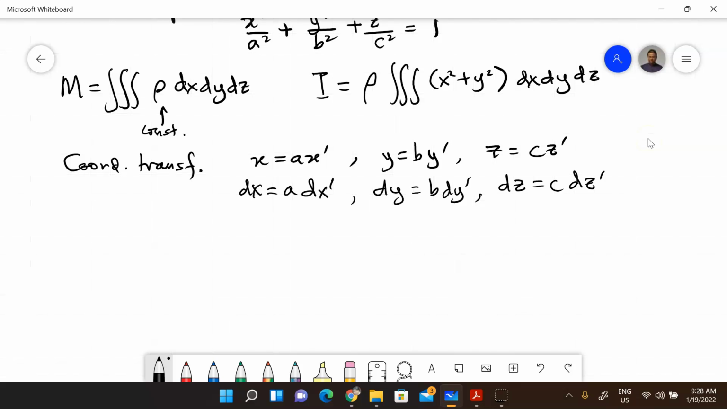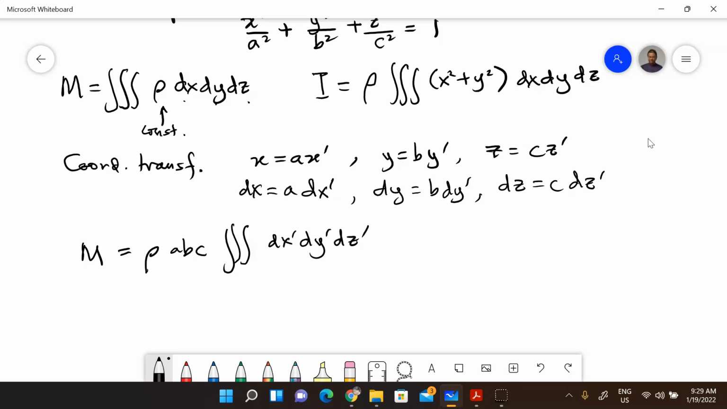So let's take the case of your mass first. Your mass will be given by, rho is constant, so we can bring it outside. And then because of the dx dy dz here, I will have the factors a, b, and c outside. And then you have the integral of dx dash dy dash dz dash.